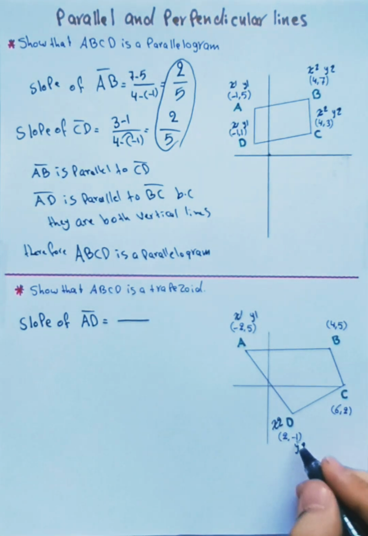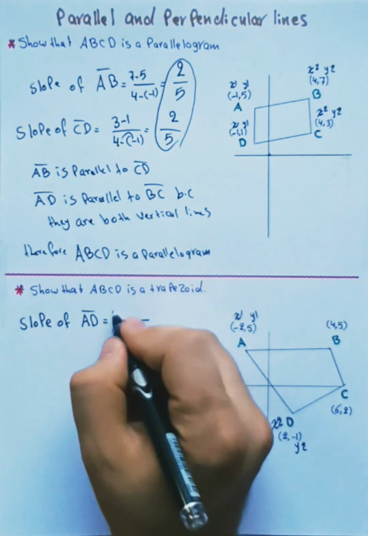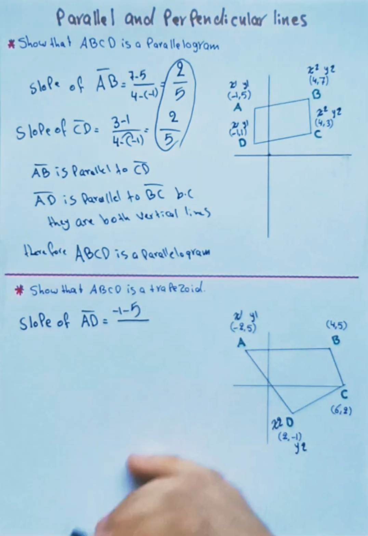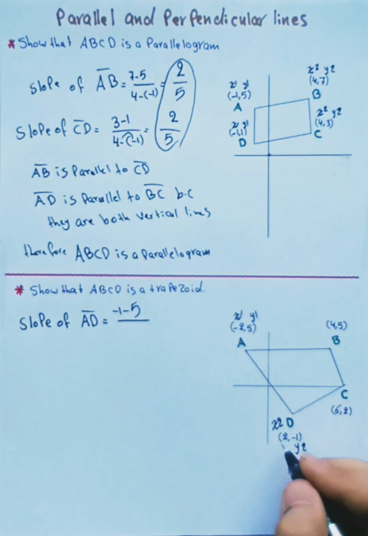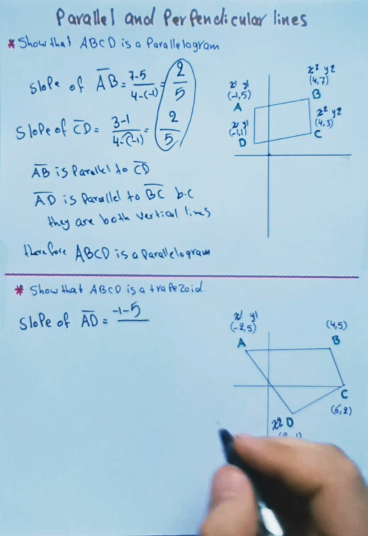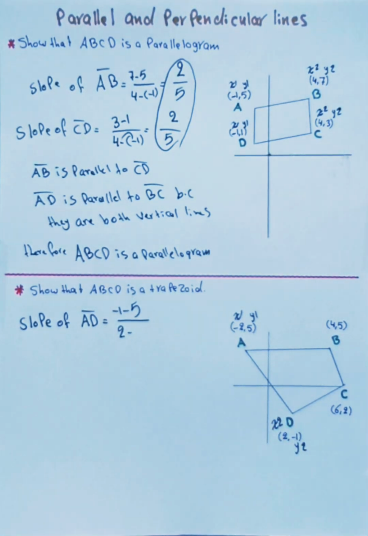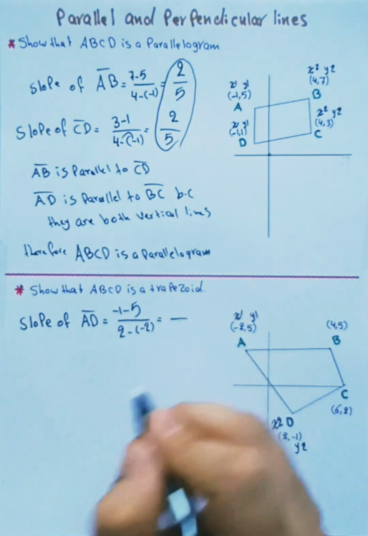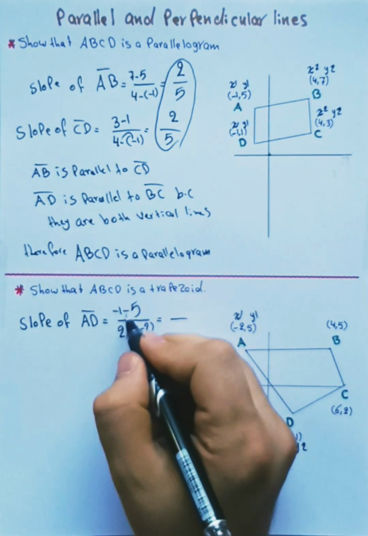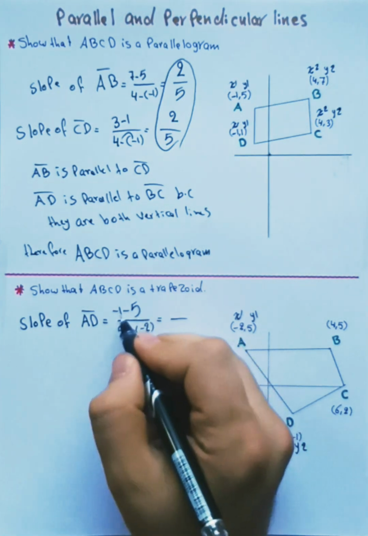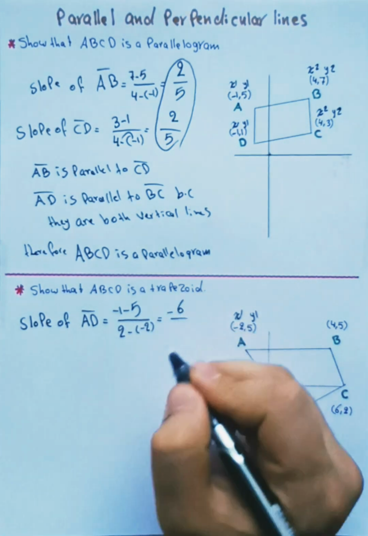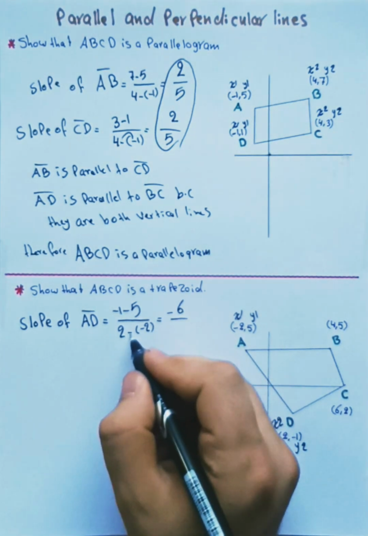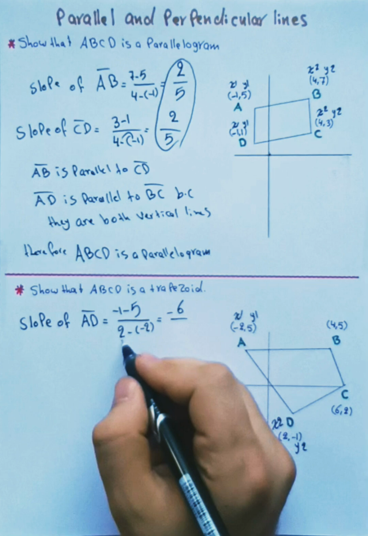So y2 minus y1, negative 1 minus 5, out of x2 minus x1. x2 is 2 minus x1 is negative 2. So minus times minus is plus. We have to add these two numbers. Negative 1 minus 5 is equal to negative 6, and then 2 minus negative 2 is 2 plus 2, which is 4.